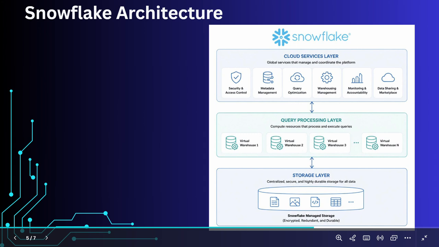And here is the most important thing to take away from this diagram. Notice all of these three layers are independent. The arrows between them show their communication, but they don't depend on each other to scale. So you can scale compute without touching storage and scale storage without touching compute. That's the real architecture advantage of Snowflake.